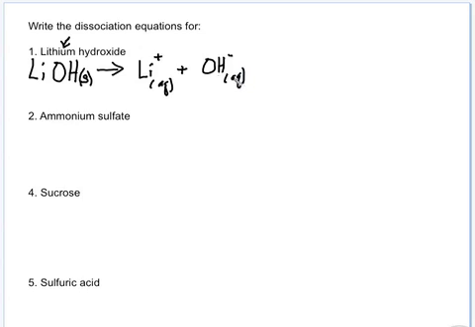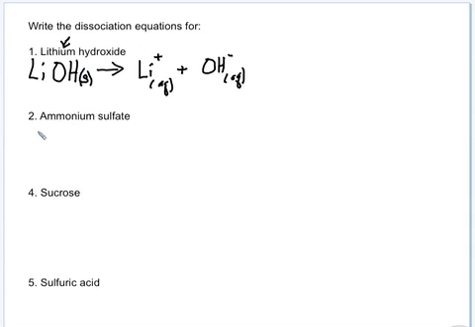Now, you should show that it's aqueous, that it's in solution, and one thing, the charges have to balance along with the atoms, so you have to balance these equations just like a regular chemical equation. I'll show you in the next example how that would be a little bit different than this one, but the charges have to balance along with the number of atoms.